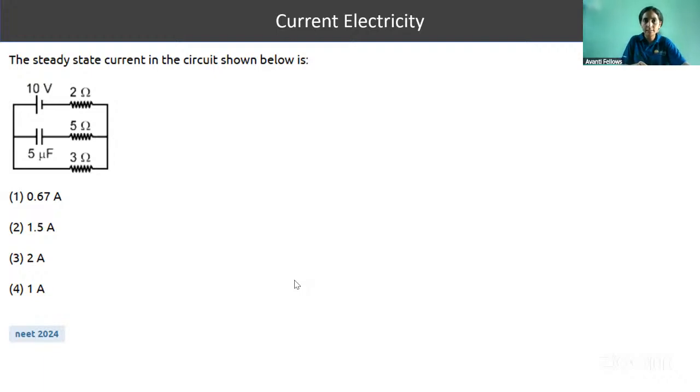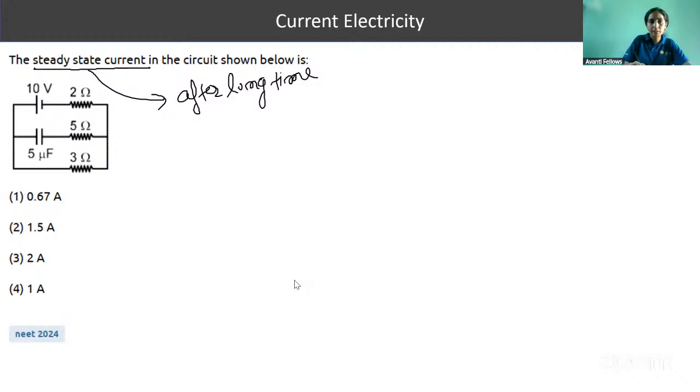See here, what's the thing? The steady state current in the circuit shown below. What do you mean by steady state? Steady state means after a long time. And you must have studied that after a long time, a capacitor behaves like what? An insulator. So after a long time, in whatever branch there is a capacitor, that branch will offer very high resistance. So after a long time, remember, a capacitor behaves as an insulator.